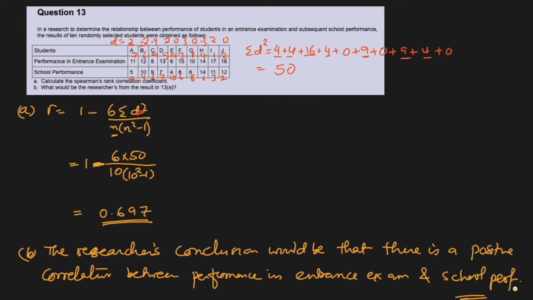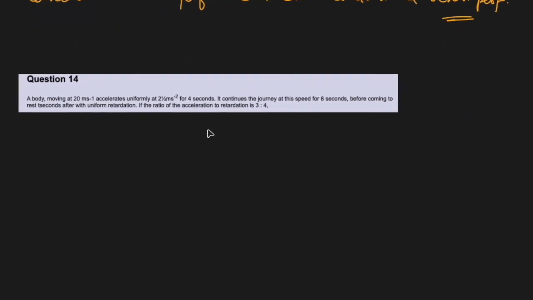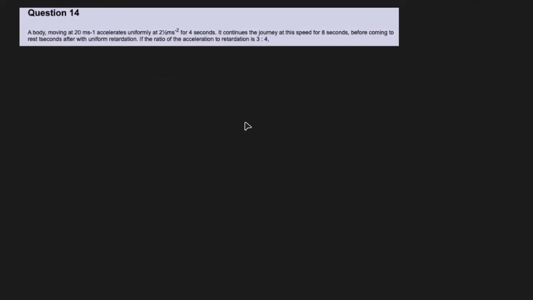All right, let's go to question number 14. A body moving at 20 meters per second accelerates. That means it's moving at 20 meters per second, so u equal to 20 meters per second, accelerates uniformly at 2.5 meters per second square. 2.5 can be written as 5/2 meters per second square for 4 seconds. Okay, t equal to 4 seconds. It continues the journey at the same speed for 8 seconds.